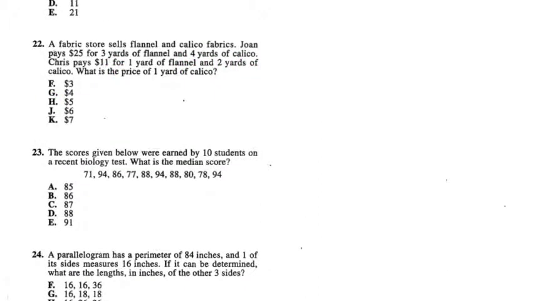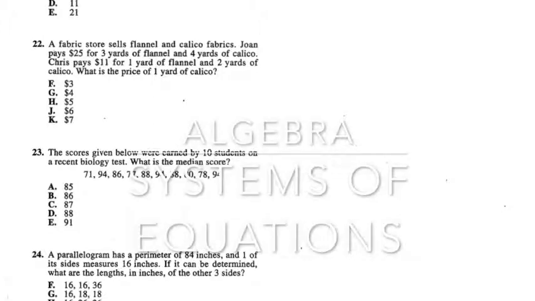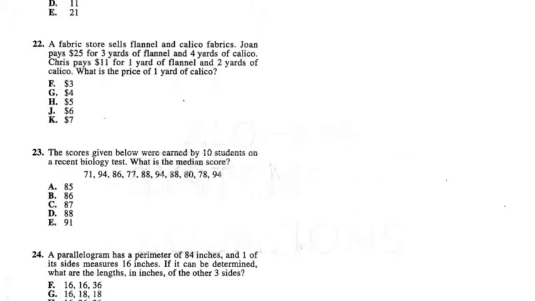Number 22. This is an algebra question and it deals with systems of equations. A fabric store sells flannel and calico fabrics. Joan pays $25 for 3 yards of flannel and 4 yards of calico. So we want to write an equation: 3 yards of flannel plus 4 yards of calico is $25. Chris pays $11 for 1 yard of flannel plus 2 yards of calico. What is the price of 1 yard of calico?